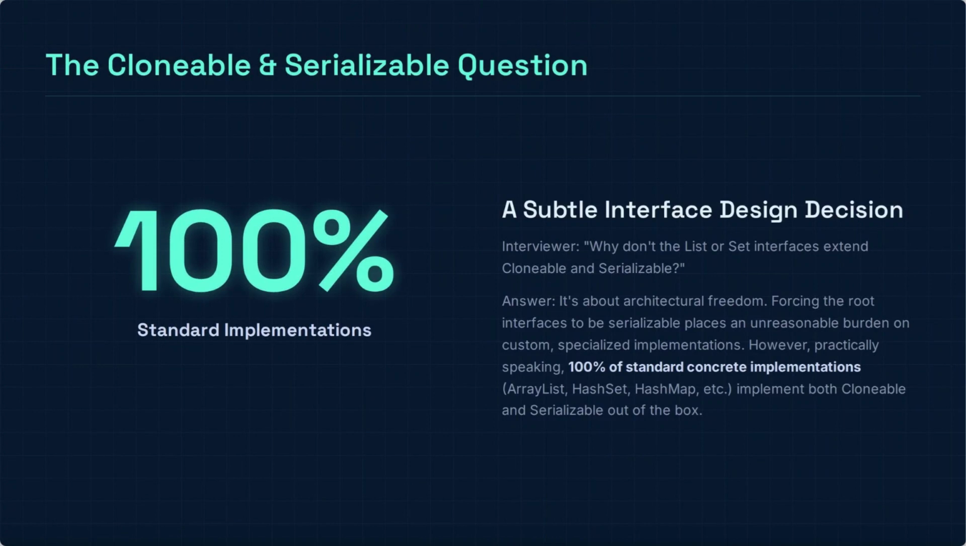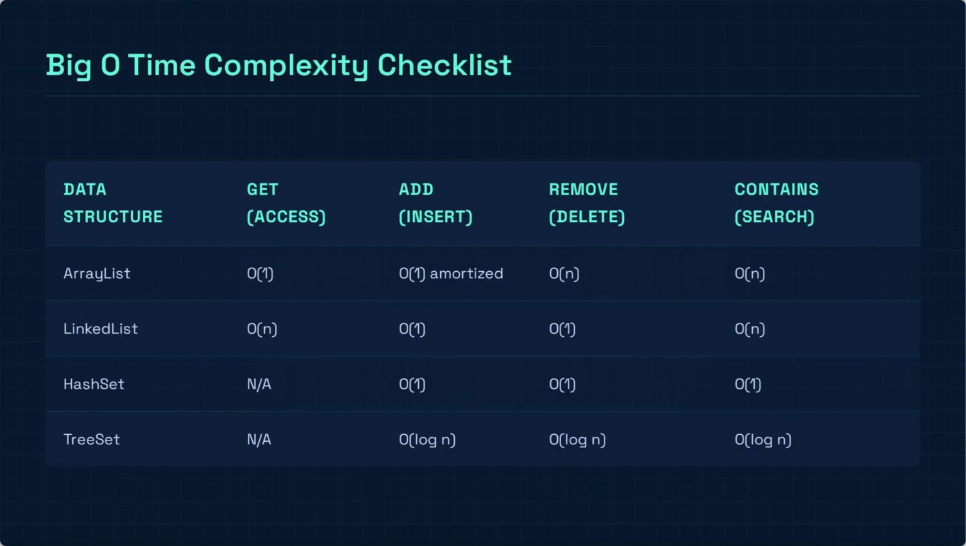Another subtle interview question is, why don't the list or set interfaces extend Cloneable and Serializable? The answer comes down to architectural freedom. Forcing the root interfaces to be serializable places an unreasonable burden on custom, specialized implementations. Practically speaking, however, 100% of standard concrete implementations like ArrayList, HashSet, and HashMap implement both Cloneable and Serializable out of the box.